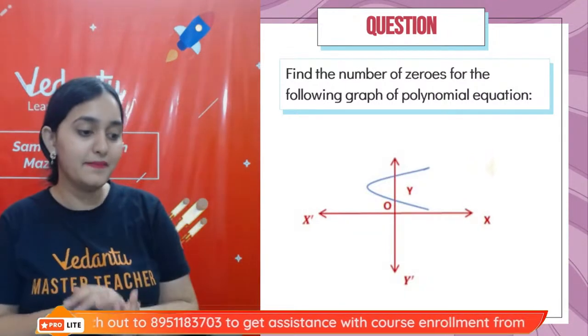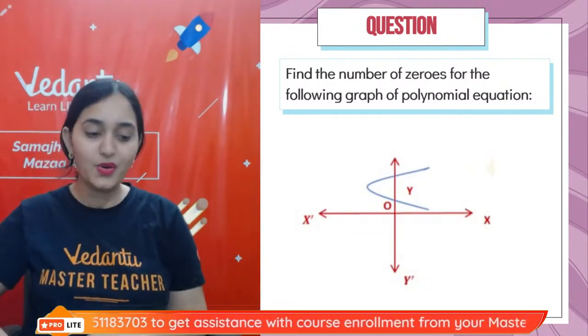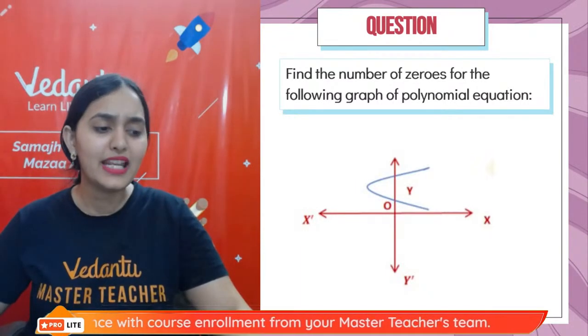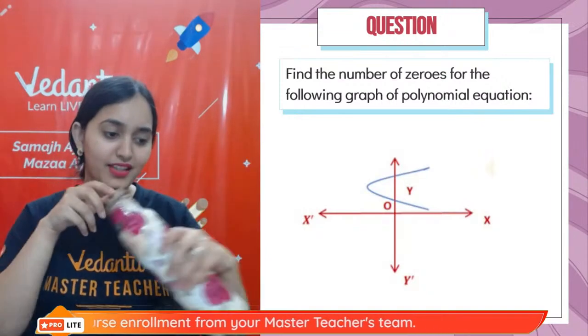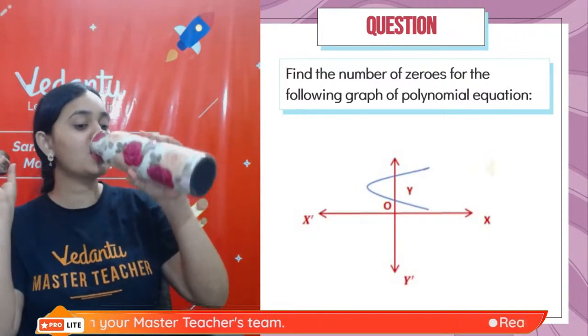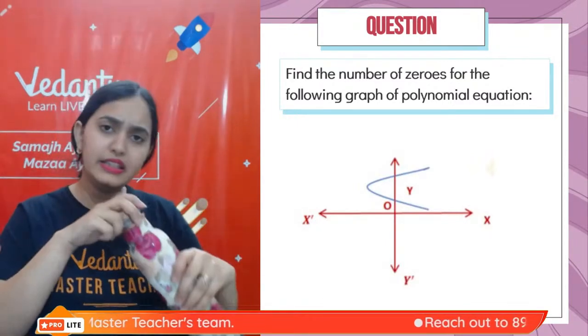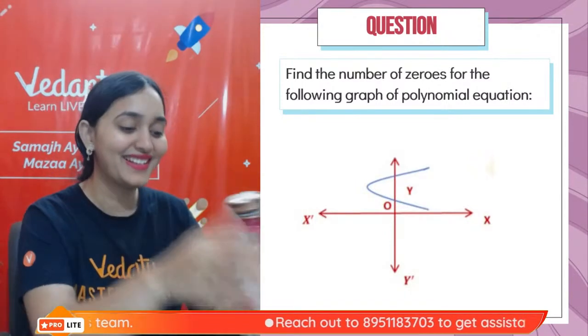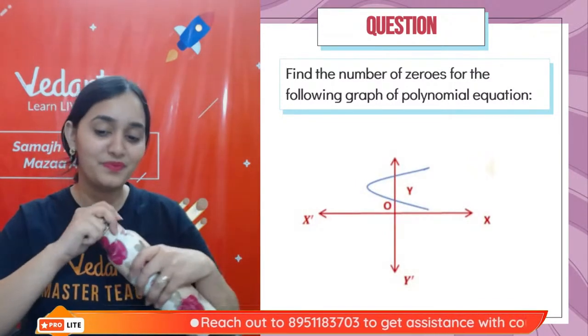So what is the answer? 0. Why 0? Why not anything else? Are you sure it is 0? Yes, Mayank, of course I will tell. Tell me what doubt you have. Why is it 0?